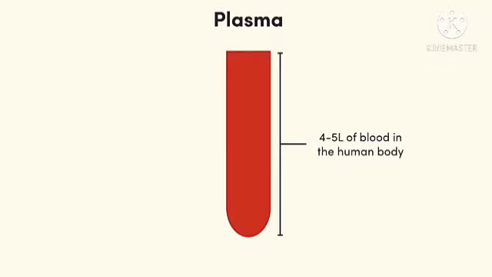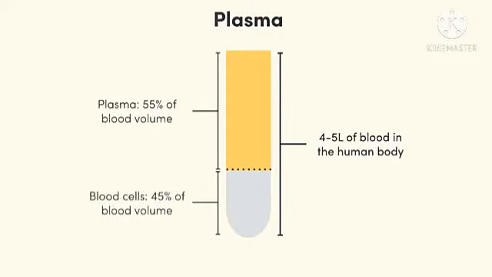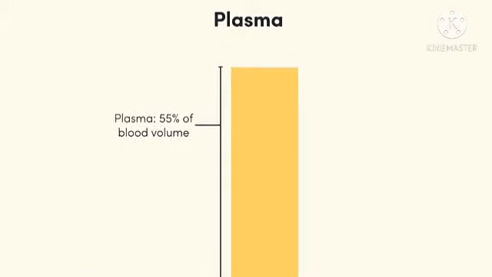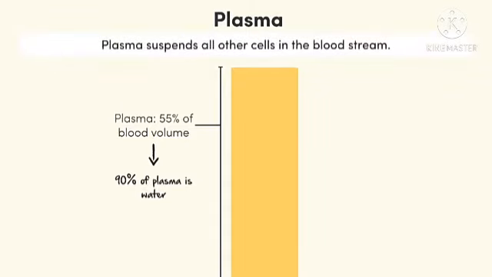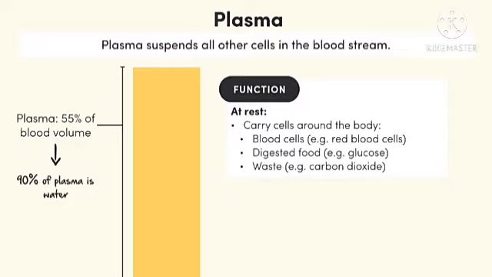The plasma is a yellowish part of blood. The plasma makes up 55% of blood volume, and the plasma is mainly 90% water. The plasma suspends all other cells in the bloodstream.